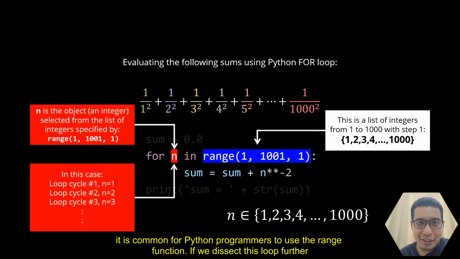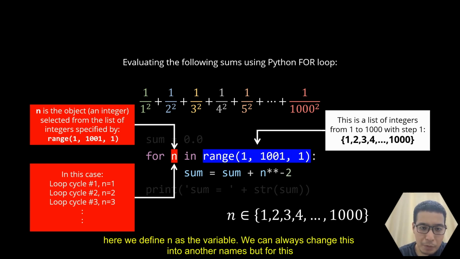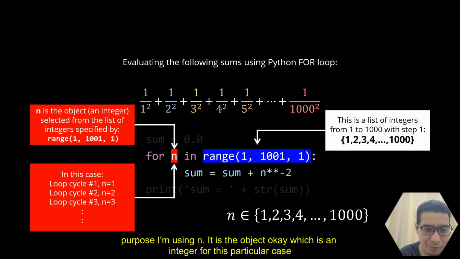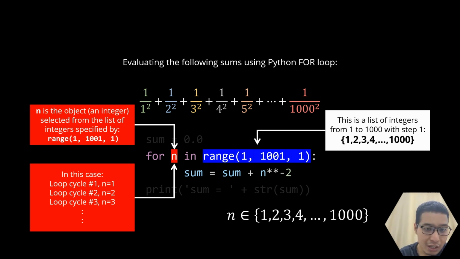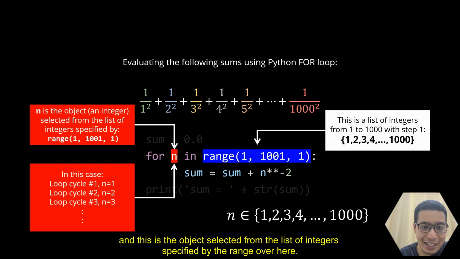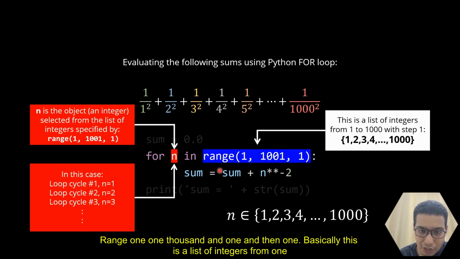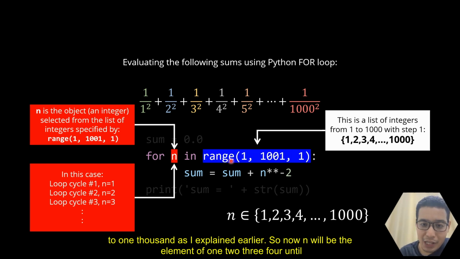If we dissect this loop further, here we define n as the variable. You can always change this into another name, but for this purpose, I'm using n. It is the object, which is an integer in this particular case, selected from the list of integers specified by the range here, range 1, 1001, and then 1. Basically, this is a list of integers from 1 to 1000, as I explained earlier. So now n will be the element of 1, 2, 3, 4 until 1000.